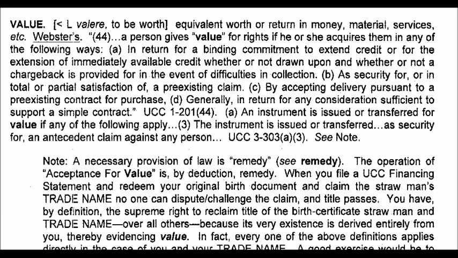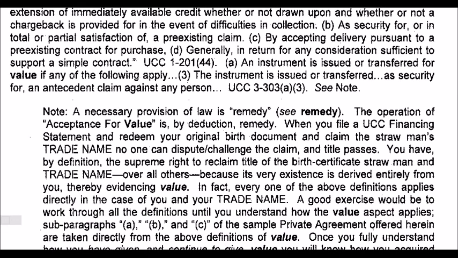UCC 1-201(44). A. An instrument is issued or transferred for value if any of the following apply. 3. The instrument is issued or transferred as security for an antecedent claim against any person. UCC 3-303 A3. See note.